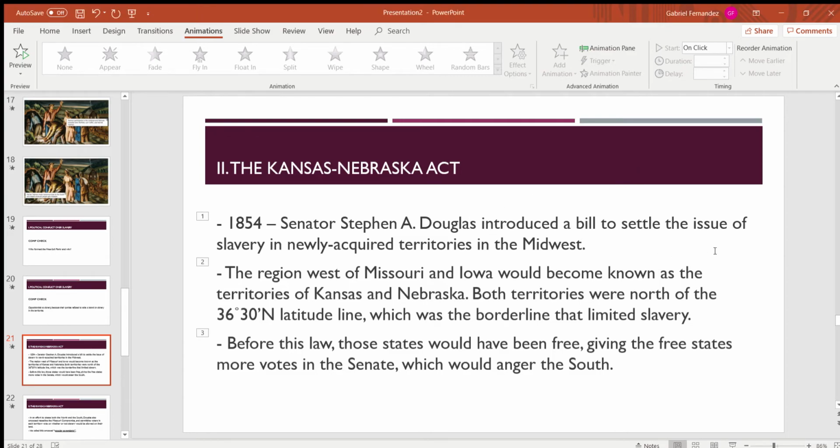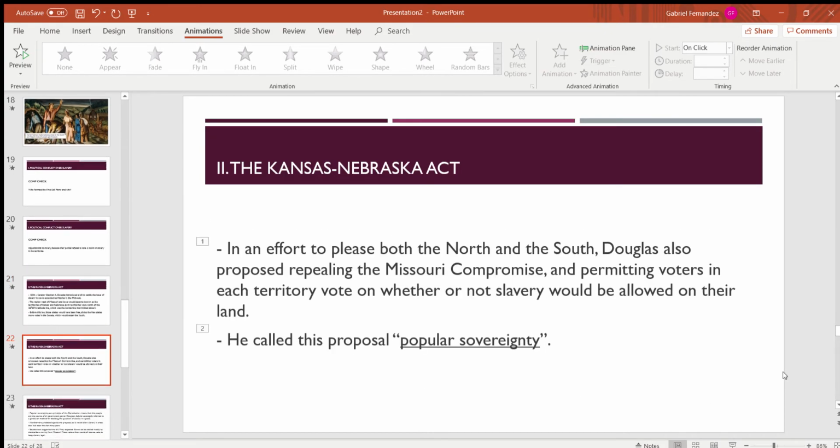So Douglas introduces a bill to settle the issue of slavery in the newly acquired territories in the Midwest. As we talked about, territories that were north of the 36°30′ would have limited slavery. This would have given the free states more power in the Senate, which would have angered the South. So in an effort to please both the North and the South, Douglas also proposed repealing the Missouri Compromise, which would then permit voters in each territory to vote individually on whether or not slavery would be allowed on their land. He called this proposal popular sovereignty.